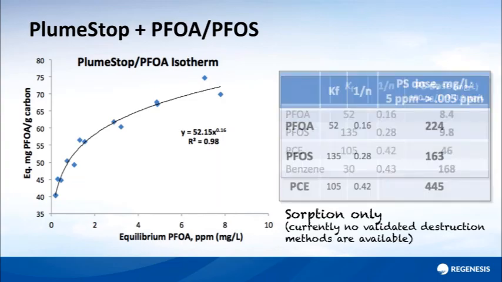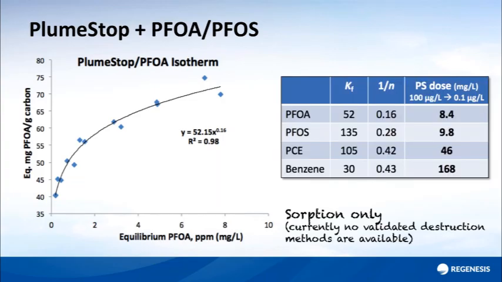At these lower concentrations, we only need about a fifth as much. So the actual capture of these species on PlumeStop is very strong. So what are these curved lines I'm showing on these graphs? Well, these are isotherms, and what they're really telling us is that when perfluorinated species in groundwater encounter PlumeStop, they attach to it through adsorption and drop out of solution. The groundwater concentration drops significantly.